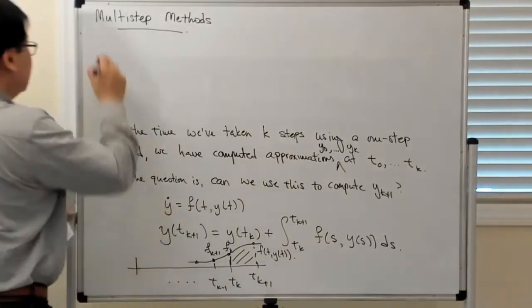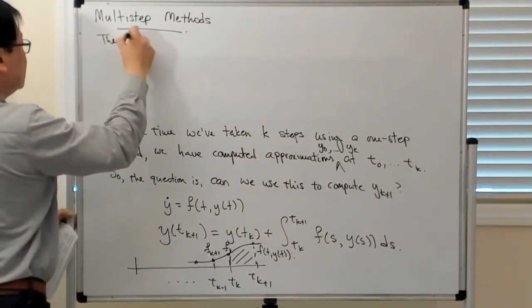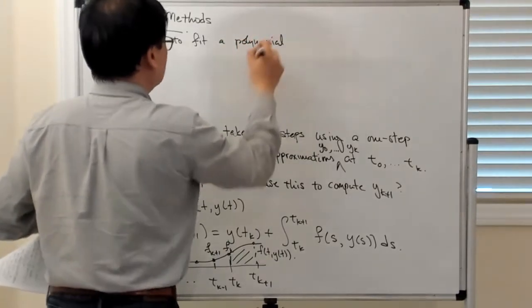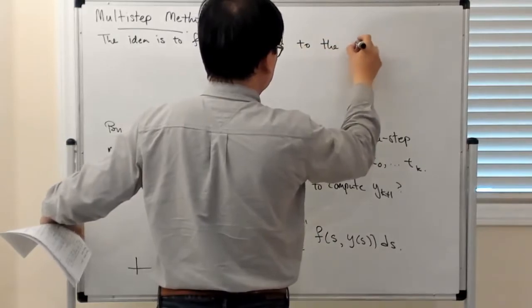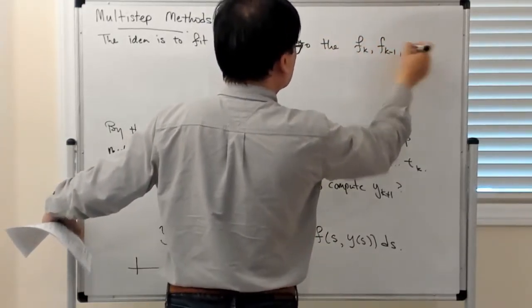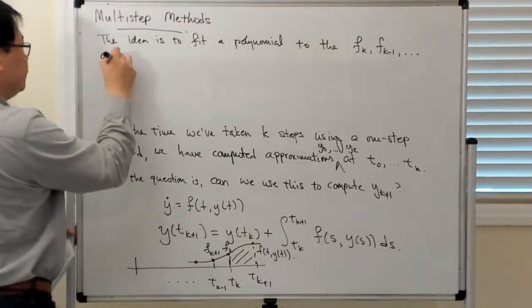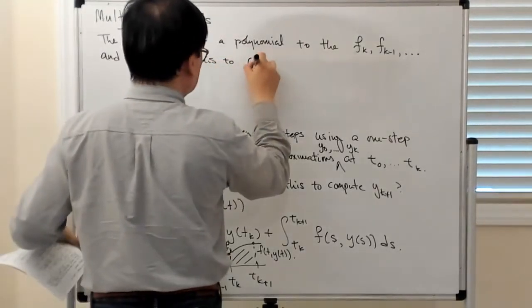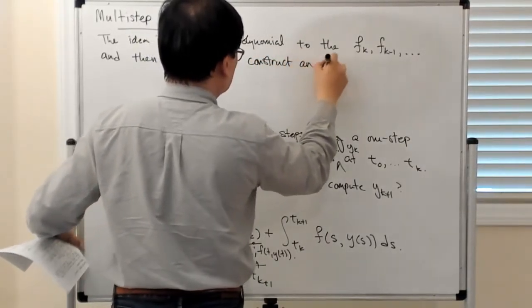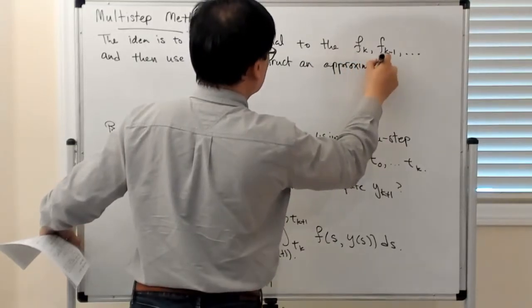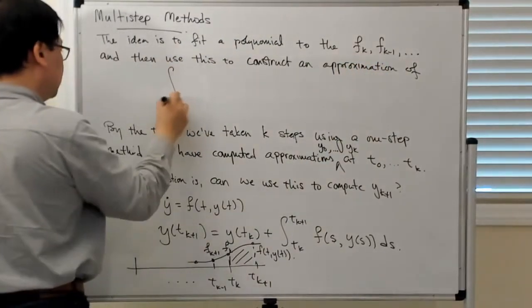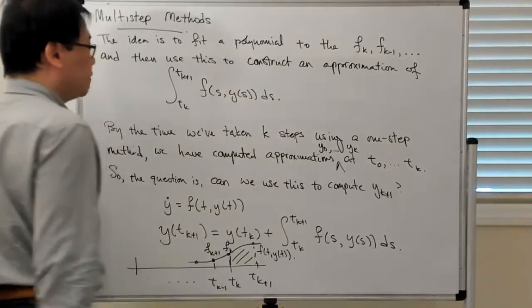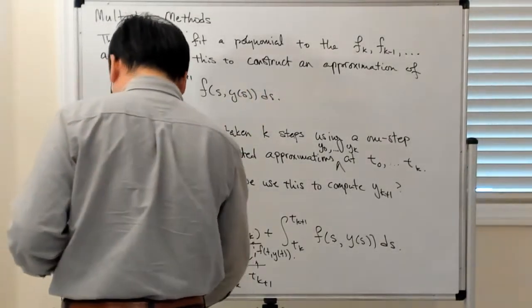Okay, so the idea is to fit a polynomial to the f at tk, f at tk minus 1, and so on, and then use this to construct an approximation of this integral from tk to tk plus 1 of f of s, y of s, ds. Okay, so let's try to go ahead and do that.